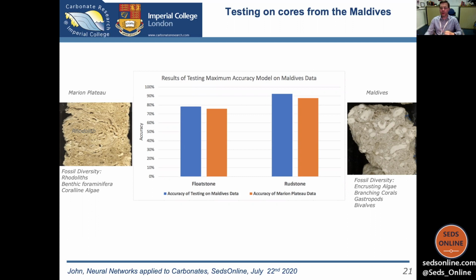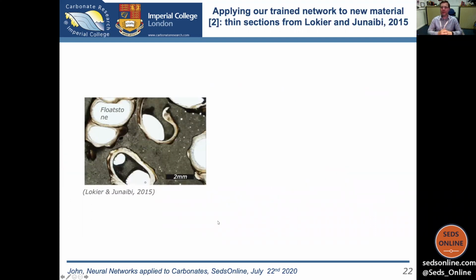So that's encouraging, and it certainly encouraged us to be a little more cocky. So we decided, okay, we train an algorithm on cores. What if we apply it to thin sections? It's never seen a thin section, but an image is an image is an image. Okay, the scale is different, but let's have a look.